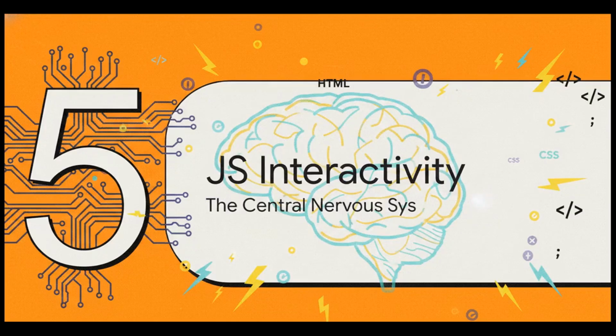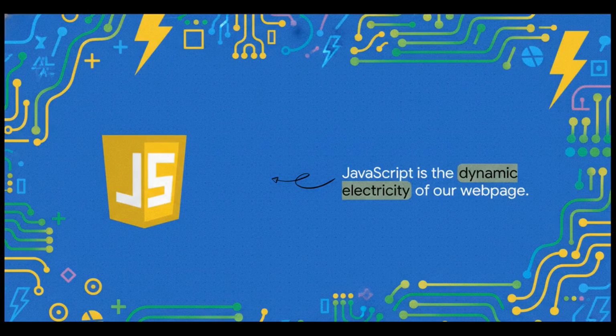Which brings us to Section 5, JS interactivity. We have our solid HTML structure. We have our beautiful CSS design. Now we need to make it intelligent. Let's move on and see how this builds.